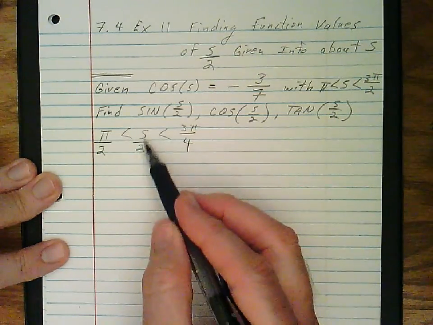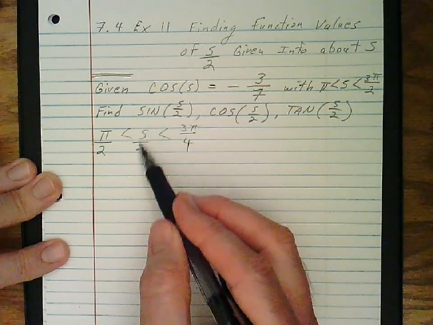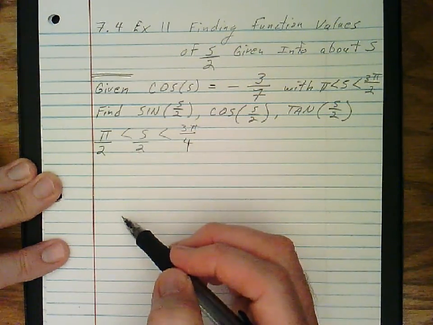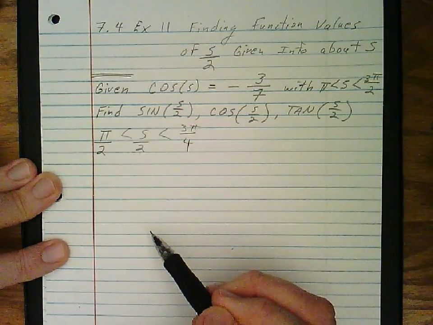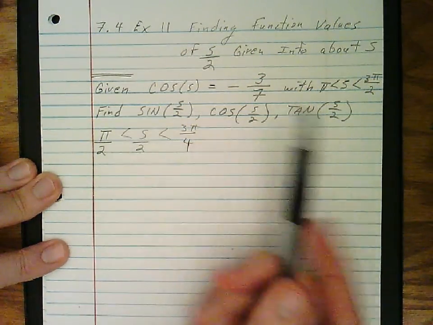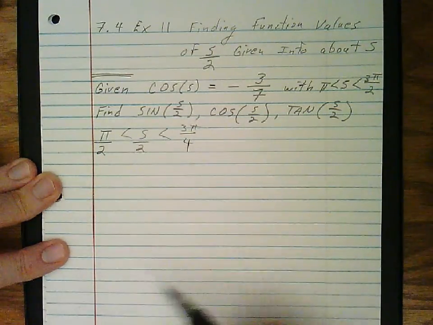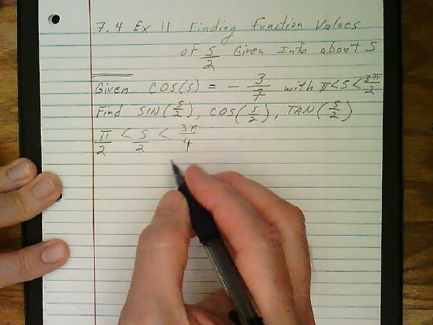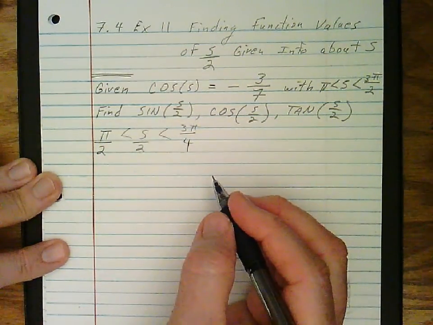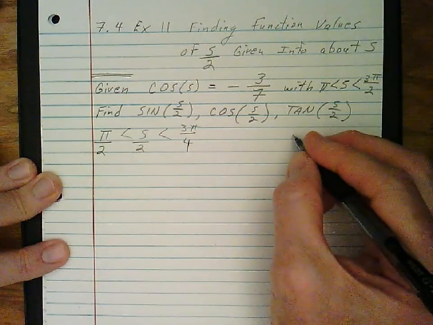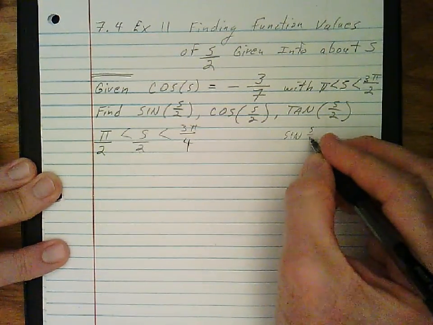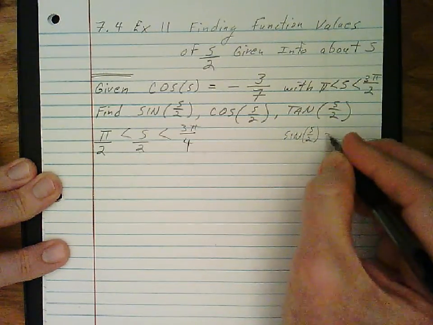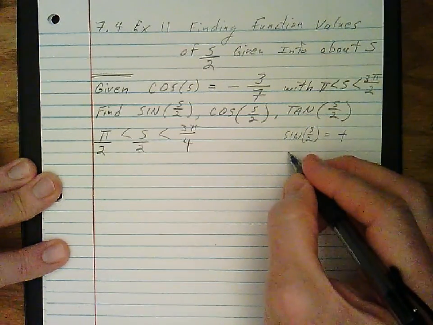So now I've found what quadrant the angle s divided by 2 is in. It's in between pi/2 and 3π/4. So it's in the top part of quadrant 2. So s over 2 is in quadrant 2. That's important to know, because if s over 2 is in quadrant 2, then the sine of s over 2 is positive.